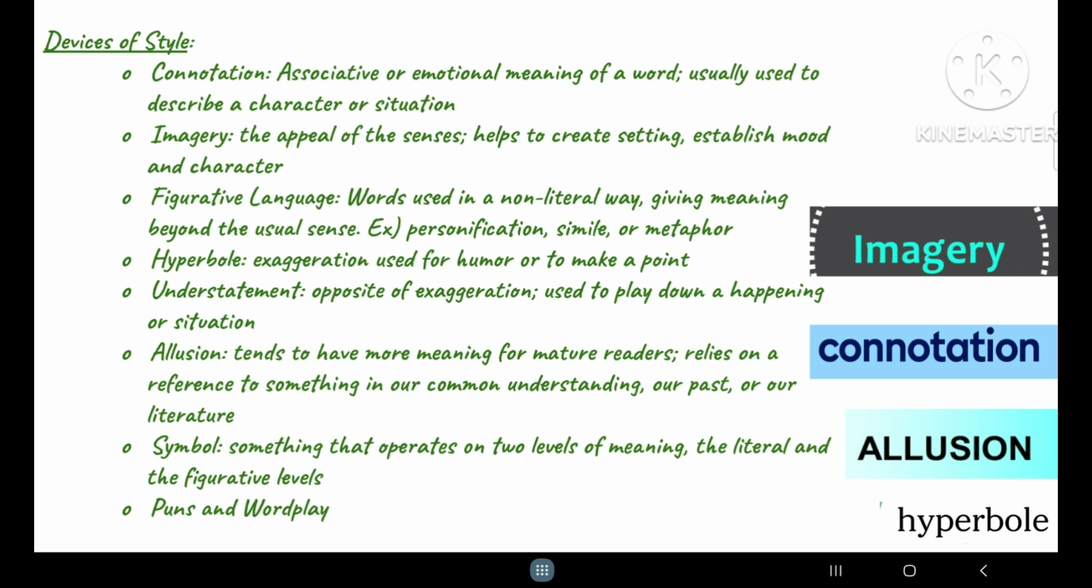Imagery. Imagery is the appeal to the senses, which helps to create setting, establish mood and character. Figurative language. Figurative language is words used in a non-literal way, giving meaning beyond the usual sense. Examples of figurative language are personification, simile, or metaphor.